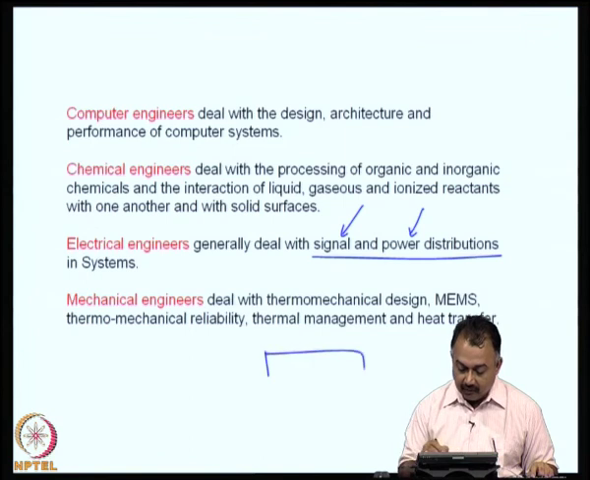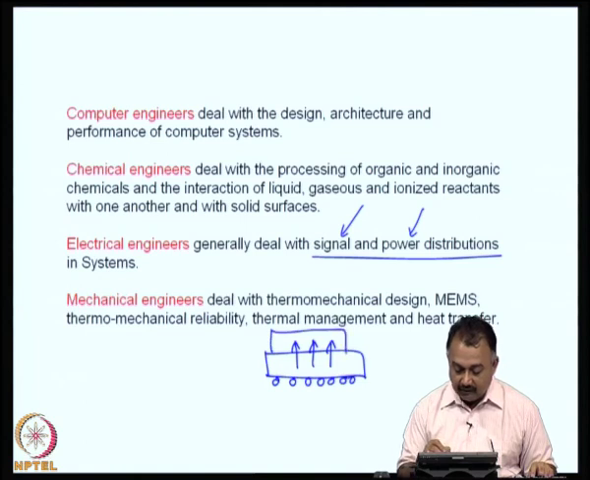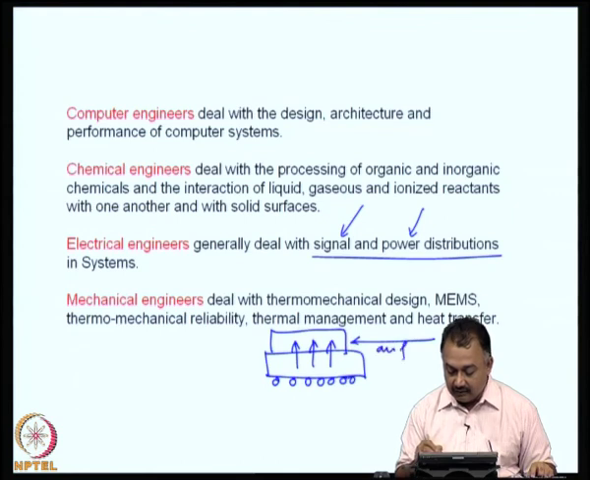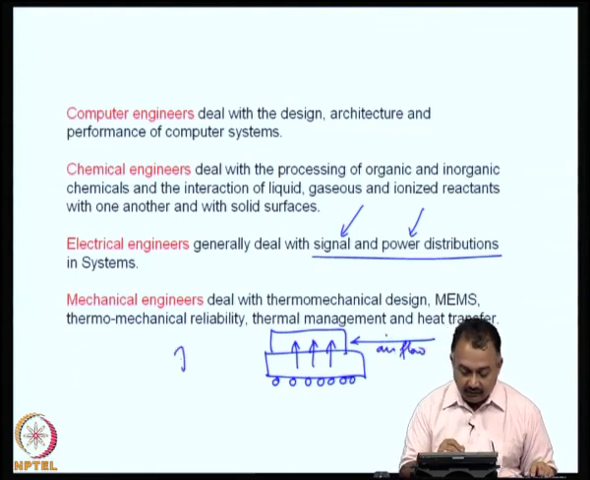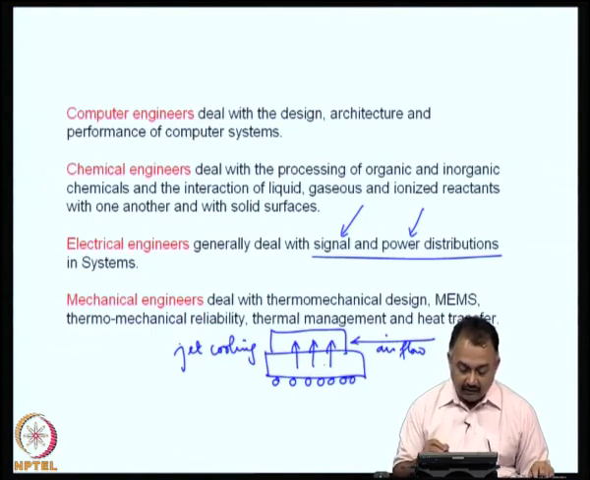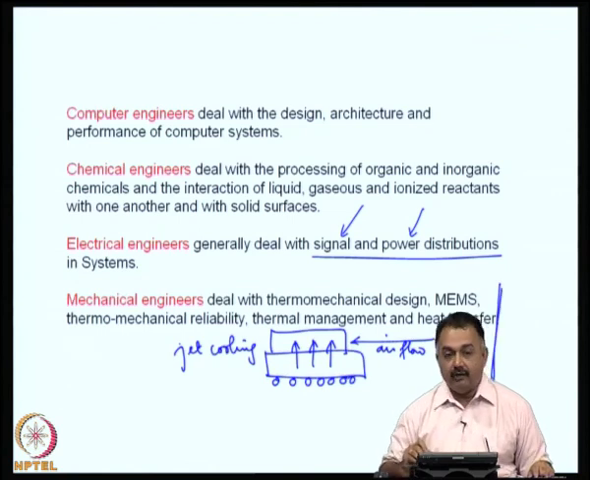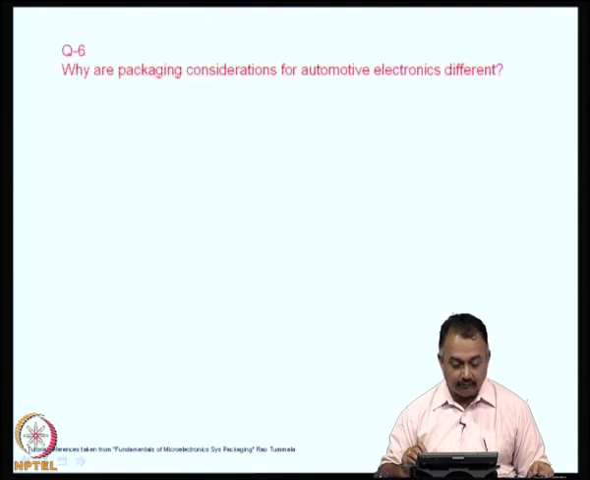For example, I talked about a package. Now, there is going to be a lot of heat dissipated from this device. Mechanical engineers can really tell us what type of heat sink you can place, or whether you can use some convection based airflow mechanism, or whether you can use impinged jet cooling to quickly remove the heat and so on. So, thermal management and, as a result, thermomechanical reliability and heat transfer are very important areas where mechanical engineers can contribute in the realm of packaging.